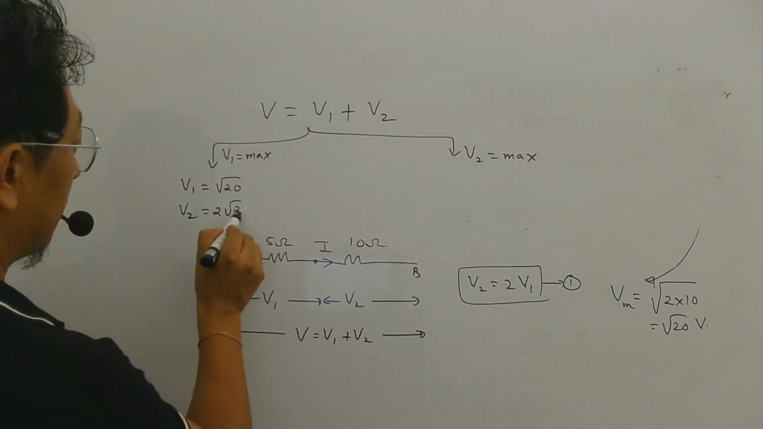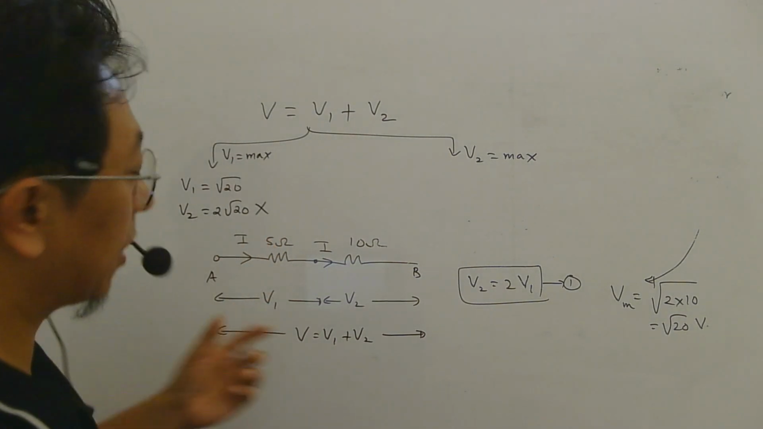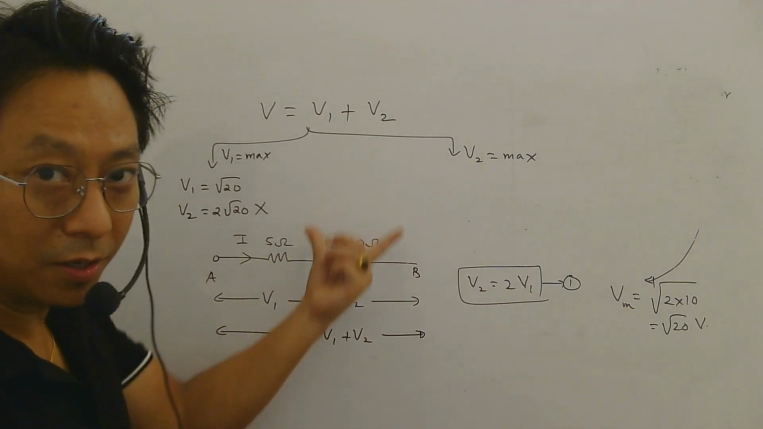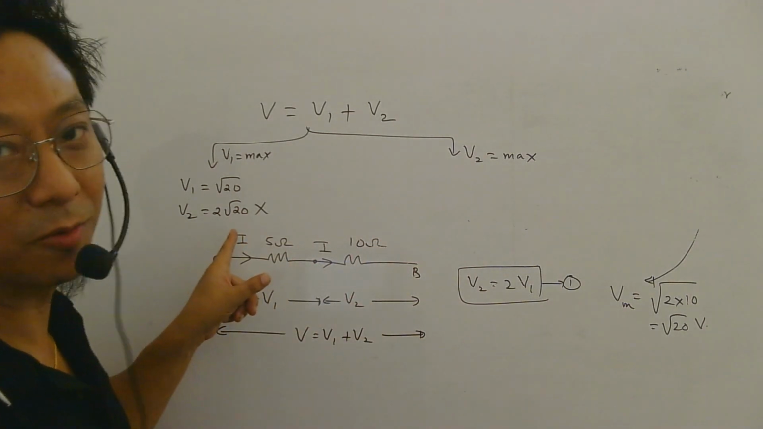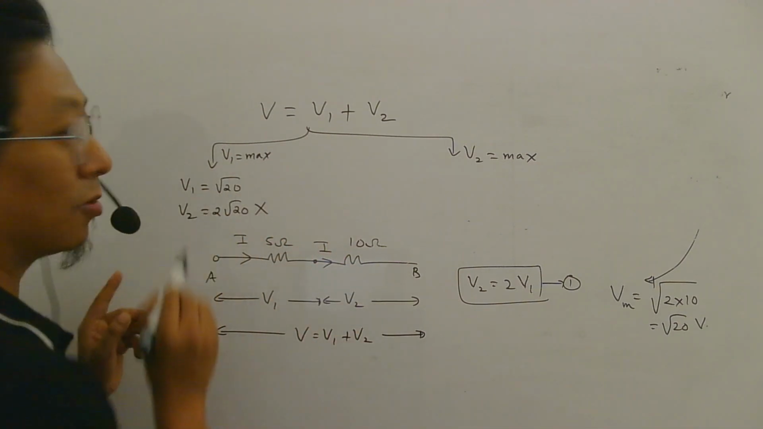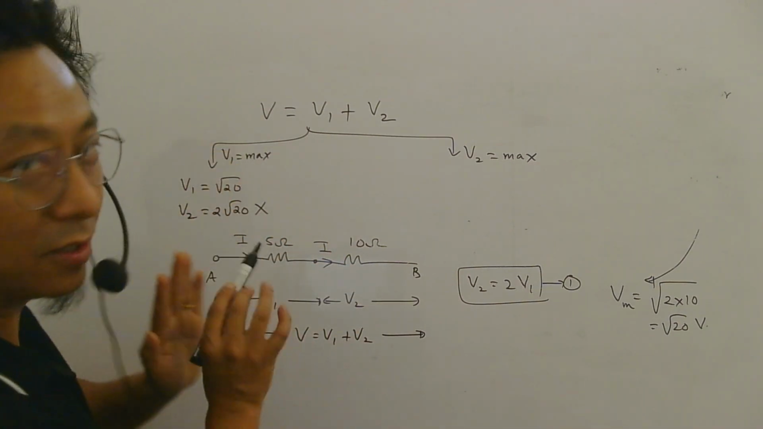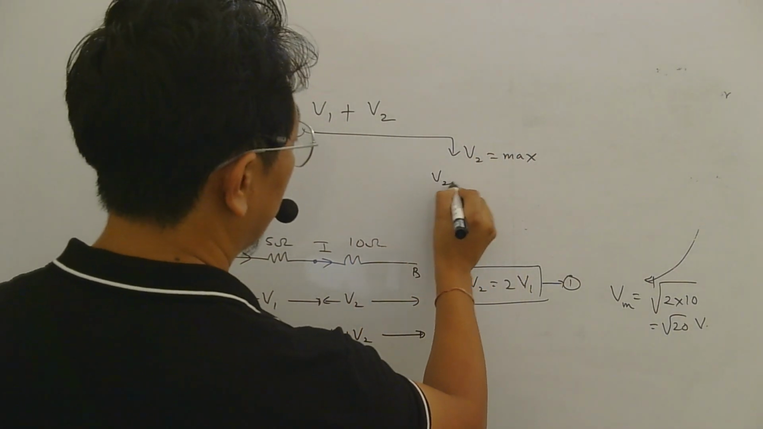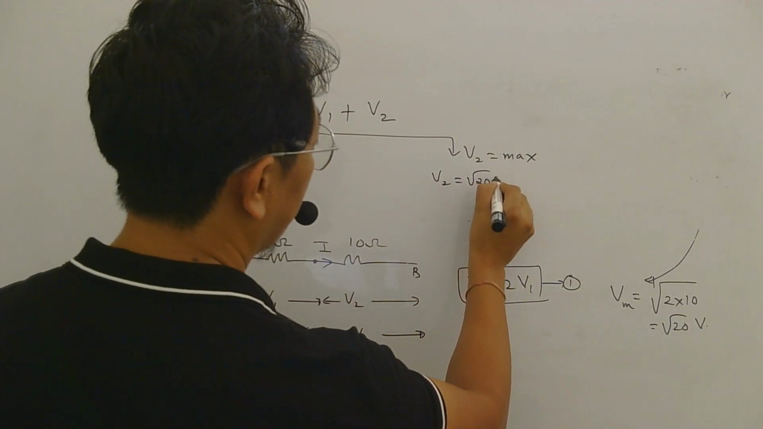2 root 20. Now that is not possible because you cannot apply voltage V2 for the resistor greater than maximum voltage. Maximum voltage is root 20, so you cannot exceed root 20. So this possibility is not allowed. So now V2 should be max. That means V2 should be root 20.